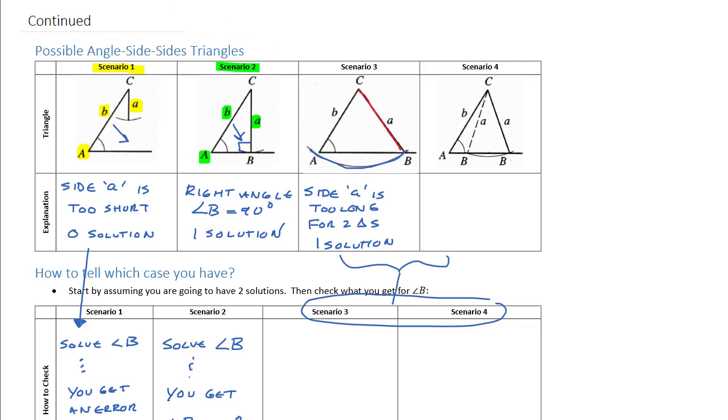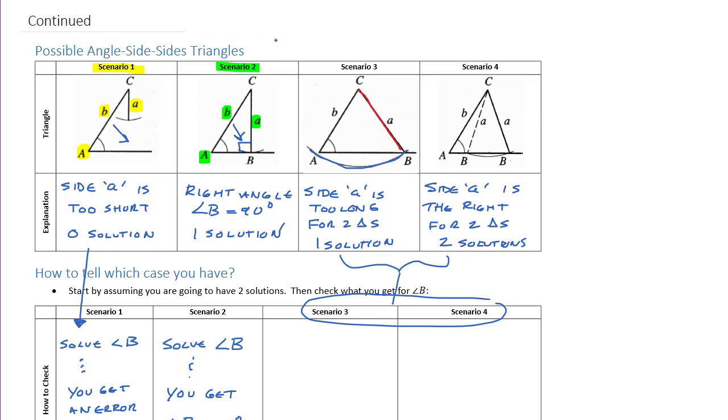All right, so in this scenario, side A is the right size for two triangles. And there are two solutions. So there's a reason why we call all of this the ambiguous case.